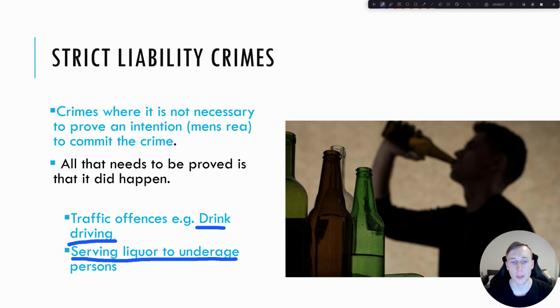How they might do this, for example, is on the side of the road, they might give you a blood alcohol concentration test or a breathalyzer, and if you're over the legal limit, then you'll be charged with drink driving.